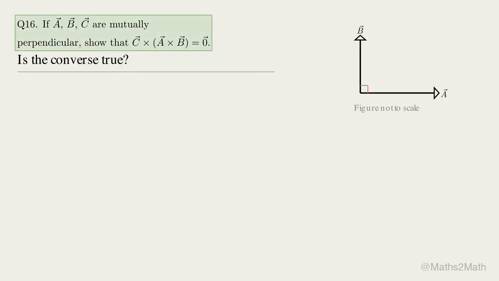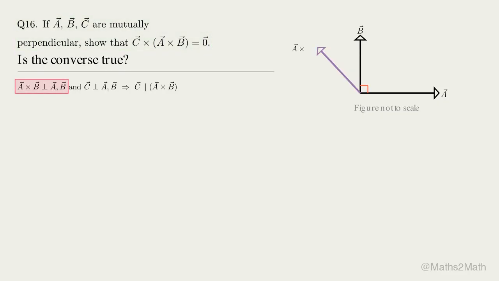Question 16. If A, B, C are mutually perpendicular, show that C cross A cross B is the zero vector. And is the converse true? What does this mean? Think about which direction A cross B points. A cross B is perpendicular to both A and B. With all three mutually perpendicular, C is also perpendicular to A and B. C must be parallel to A cross B. The cross product of parallel vectors is 0, hence proved.